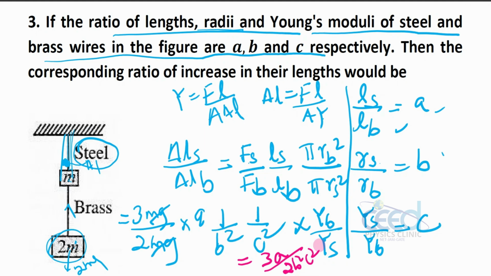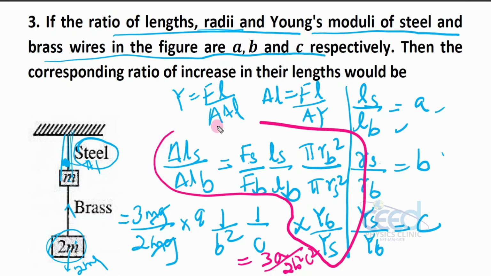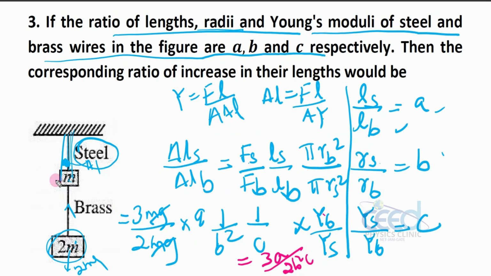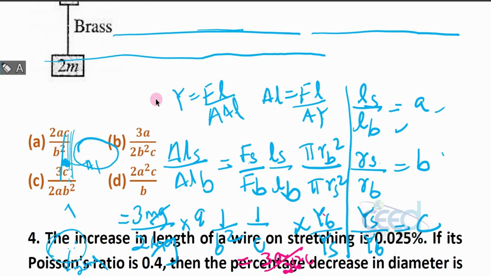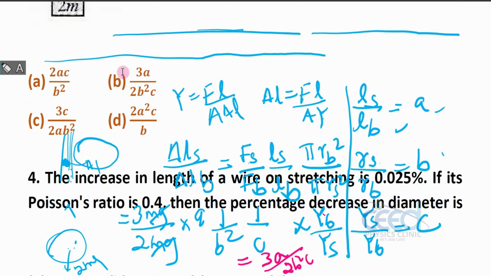Sorry, here we need not Yb by Ys squared, only 1 by c is required here, no square, because this is the formula. So Yb by Ys is 1 by c only. So 3 by 2, a divided by b square c; 3a divided by 2b square c is the answer. So which is the option? 3a divided by 2b square c, option B is correct.